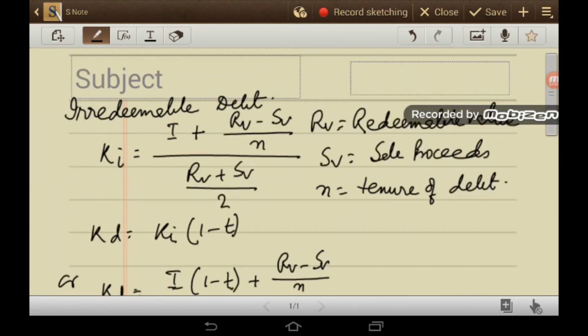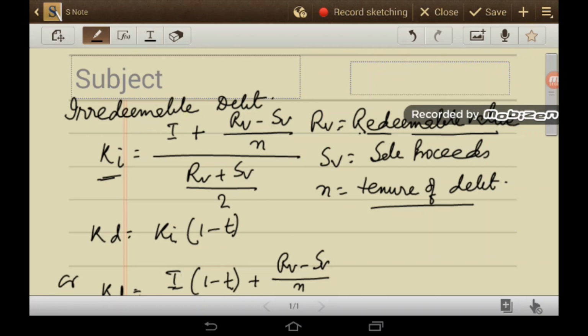In case of redeemable debt, KI is calculated as I plus RV minus SB by N, divided by RV plus SB by 2. RV is the redeemable value, the amount that will be paid when the tenure of the debt ends. SB is the sale proceeds, which I have already discussed, and N is the tenure of the debt. The debt may be issued for 5 years or 10 years or 15 years. KI is the cost of debt before tax and KD is the cost of debt after tax.